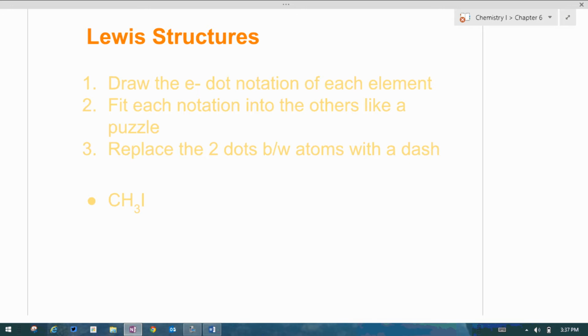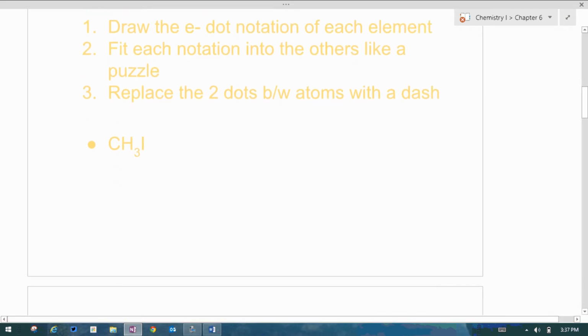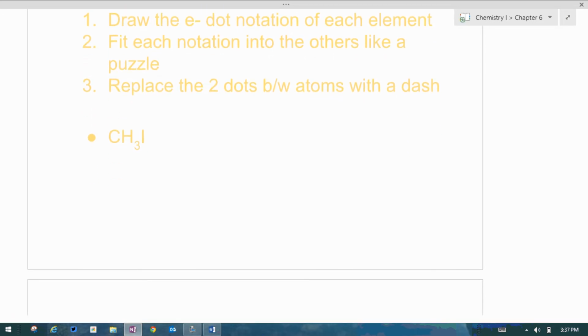Step number 3 is to replace the two dots between atoms with a dash. I know that might not make sense right now, but I promise you it will once we actually apply this. So get those 3 steps written down in your notes so that you have them to refer back to as you're doing some practice problems. And we are going to start with the molecule of CH3I.